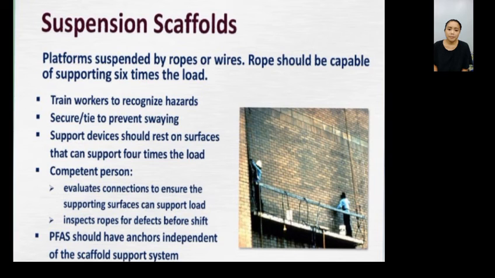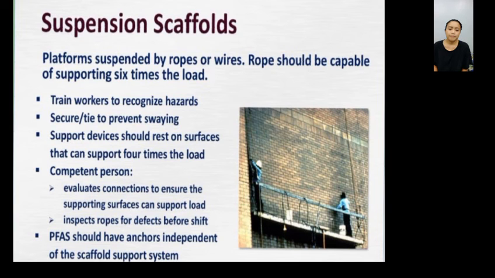When is a competent person required for scaffolding? OSHA's scaffolding standard defines a competent person as one who is capable of identifying existing and predictable hazards in the surroundings or working conditions, which are unsanitary, hazardous to employees, and who has authorization to take prompt corrective measures to eliminate them.